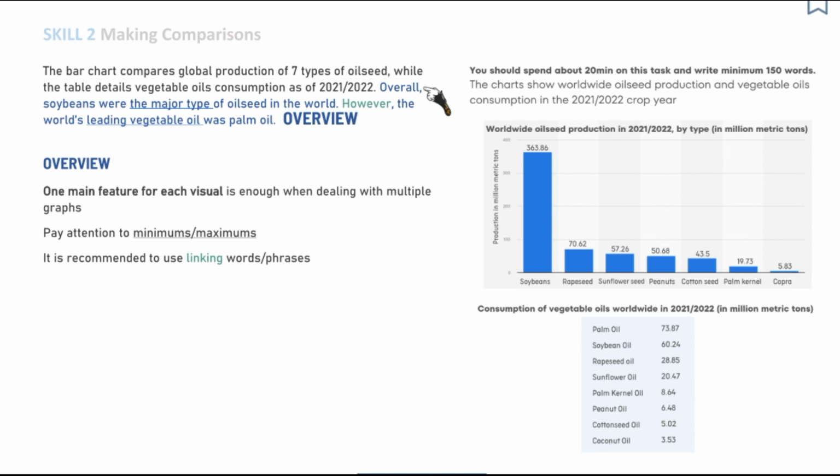Let's have a look at the overview together. Overall, soybeans were the major type of oilseed in the world. However, the world's leading vegetable oil was palm oil. So there are 2 sentences in the overview. As you can see, they are connected with the linking word, however, and in general, it's a very good idea to use all kinds of linking devices, words, phrases. We'll talk about them later.